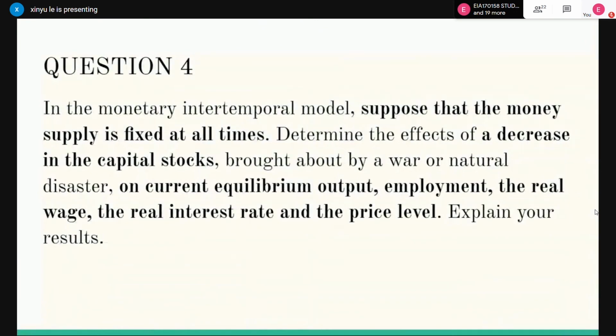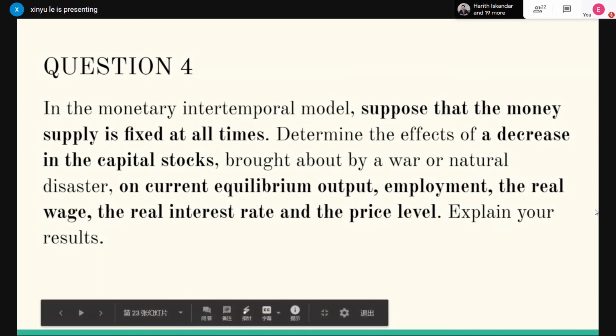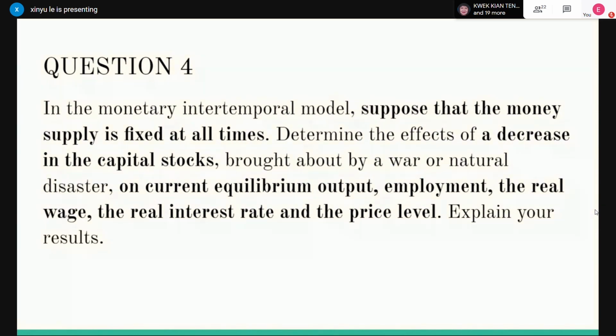Next question. Suppose that the money supply is fixed at all times. Determine the effect of a decrease in the capital stock brought about by a war or natural disaster on current equilibrium output, employment, the real wage, the real interest rate, and the price level. Explain your results.